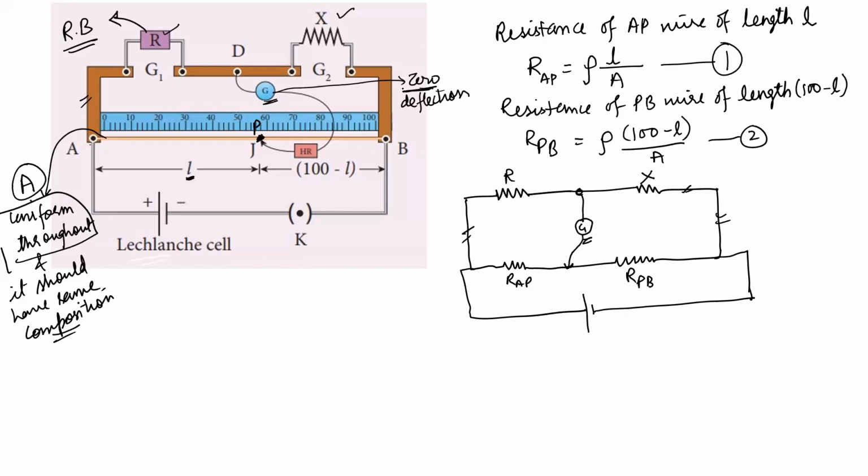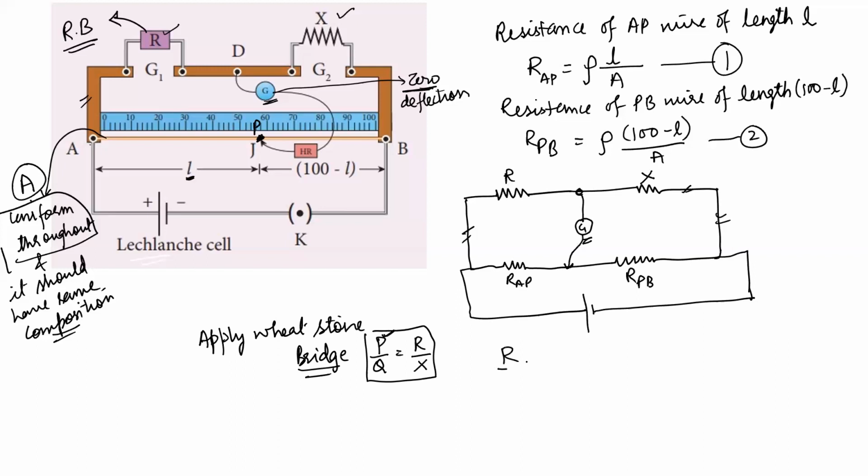So what we can do is apply the Wheatstone bridge. While applying Wheatstone bridge, the condition is P by Q is equal to R by X, the only condition which we had studied. So in place of P, here we are having R. In place of Q, we are having X. In place of R, we are having RAP. And in place of X, we are having RPB. Here, the unknown resistance is X for us.